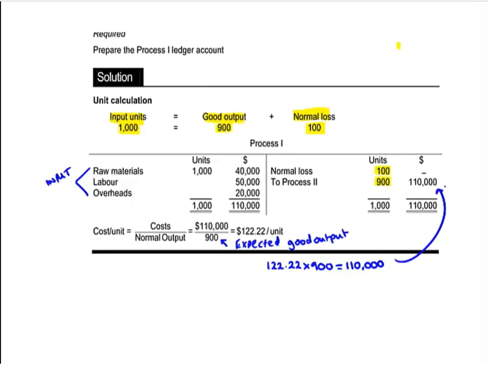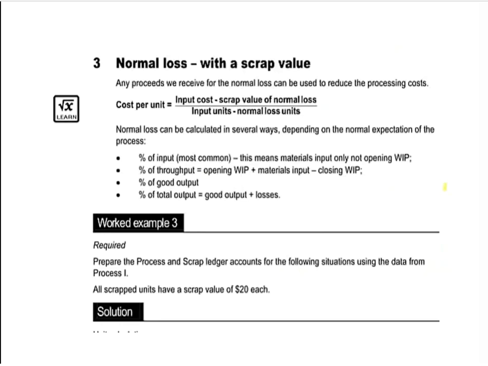It is important that you start to follow these stages and do these calculations, because as we move through the chapter, we're going to start to value those losses. So it's not just going to be a case that the outputs will be the balancing number, as they have been so far. In fact, when our normal losses have a scrap value, we will actually use those to reduce the processing costs.